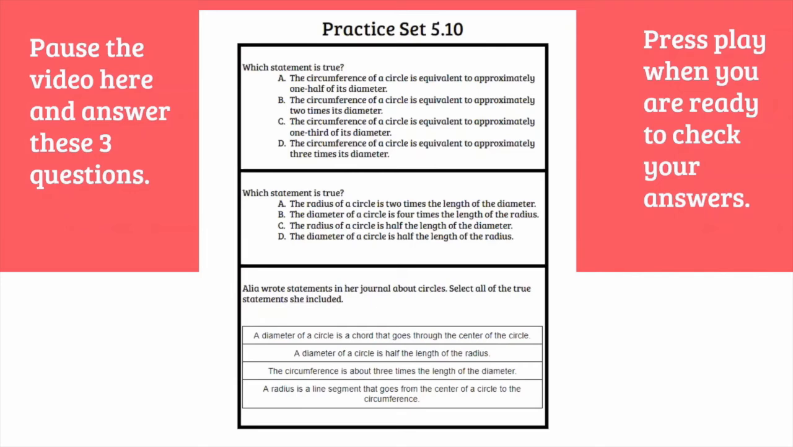Finally, question 3 says, Aaliyah wrote statements in her journal about circles. Select all the true statements she included. You may have more than one correct answer for the last question. The first statement says, a diameter of a circle is a chord that goes through the center of the circle. A diameter of a circle is half the length of the radius. The circumference is about 3 times the length of the diameter. And a radius is a line segment that goes from the center of the circle to the circumference.